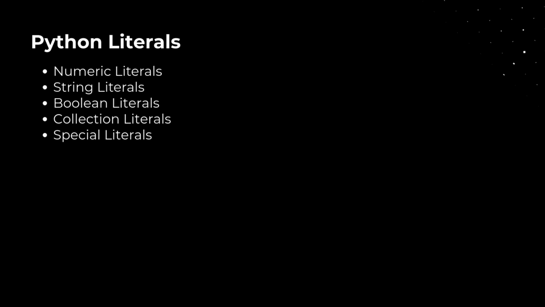Understanding the use and behavior of these literal types is essential for Python developers as they form the foundation of effective programs in the language. Let us see one by one in detail. The first one is numeric literals. Numeric literals in Python represent values involving numbers, as the name implies. They can be assigned various numeric values and are further classified into three main categories.